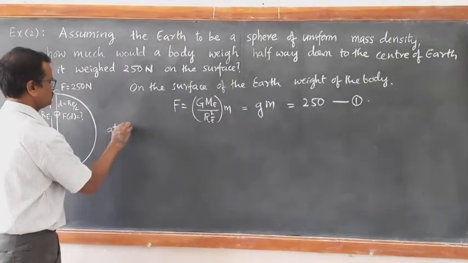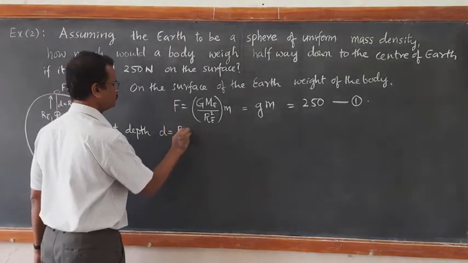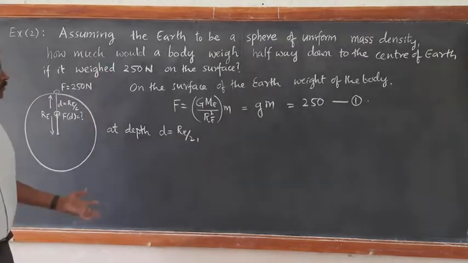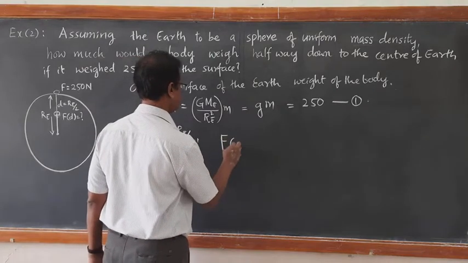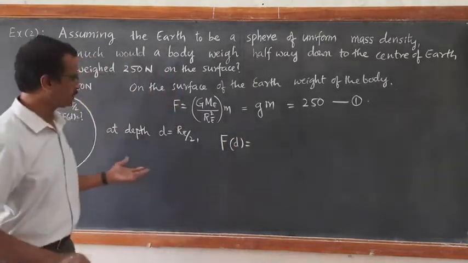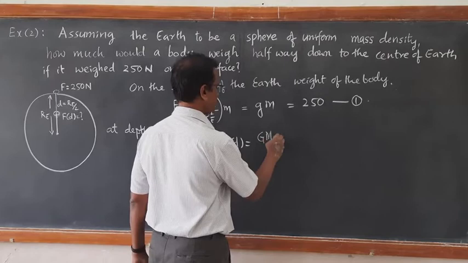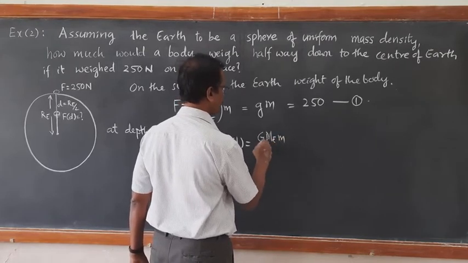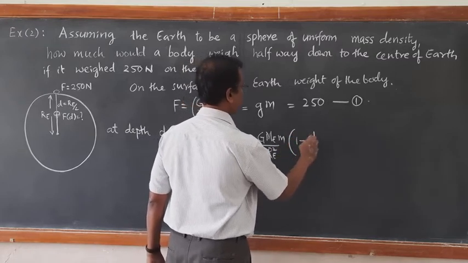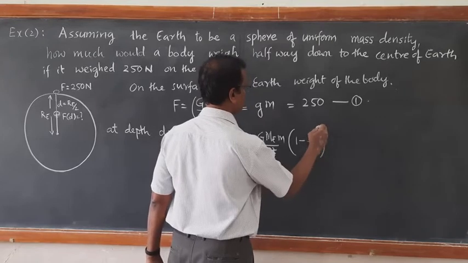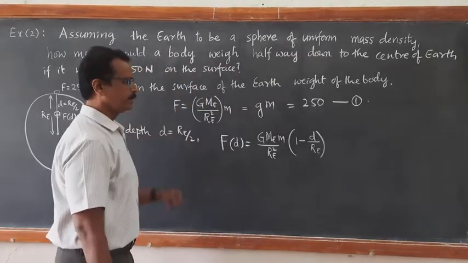At depth d equal to Re by 2, we don't know what its weight is; that is what we have to find out. We have the equation: force of gravitation at depth d, F at d, is given by G Me m upon Re square into 1 minus d upon Re. So this is what we have already derived.